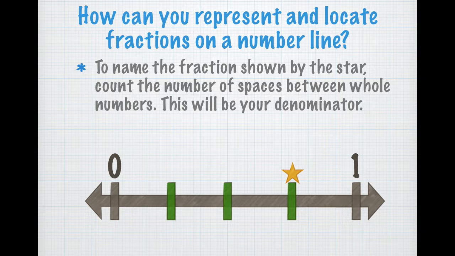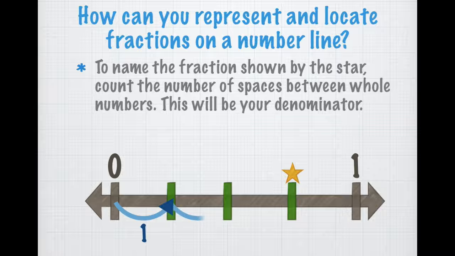So if we're trying to name the fraction shown by the star, we want to count the number of spaces between whole numbers. This will be our denominator, because remember our denominator is the total number of equal parts. So we want to see how many parts are between 0 and 1. So we can count them.